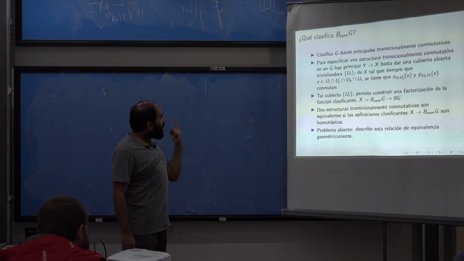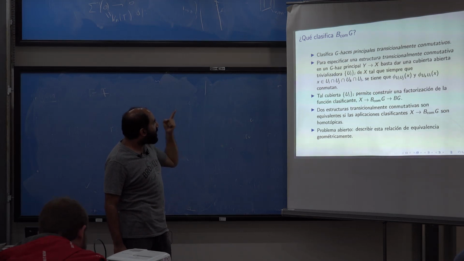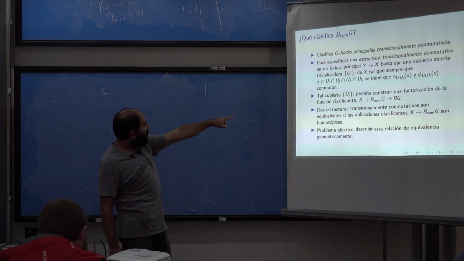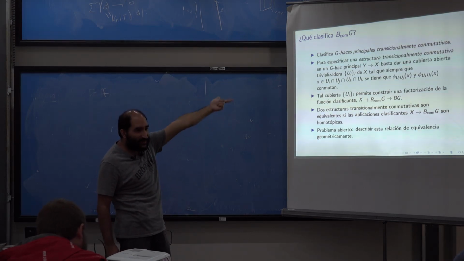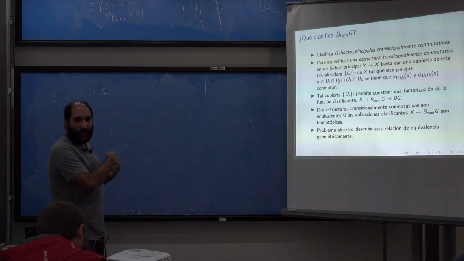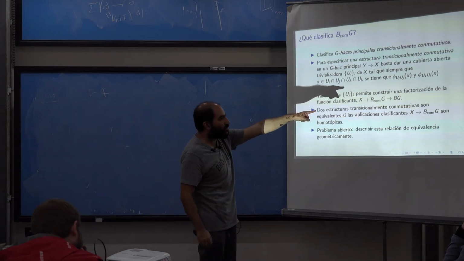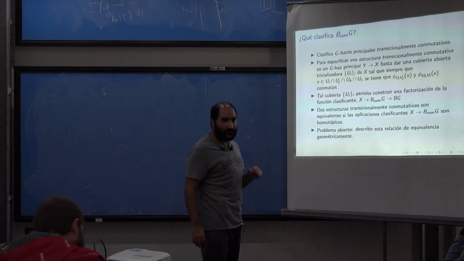All right, so Alejandro Adem and Jose Manuel Gomez showed that if you have a principal G bundle with a trivializing open cover that has that property, then you can build a factorization of the classifying map that goes from X to BG through B comm G.